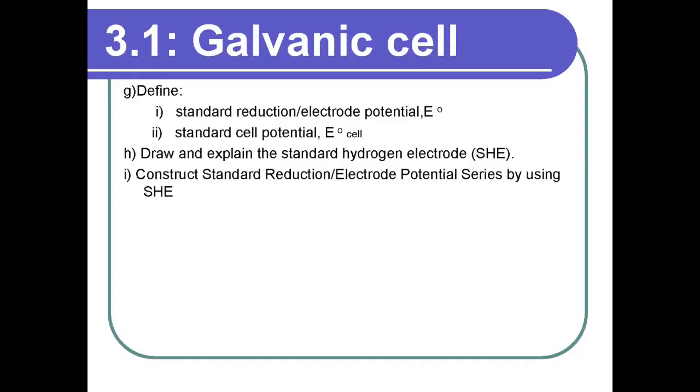In this video, we are going to learn about galvanic cell. At the end of this lesson, students should be able to define standard reduction or electrode potential E° and standard cell potential E° cell. Next, draw and explain the standard hydrogen electrode, SHE, and construct the standard reduction or electrode potential series by using SHE.